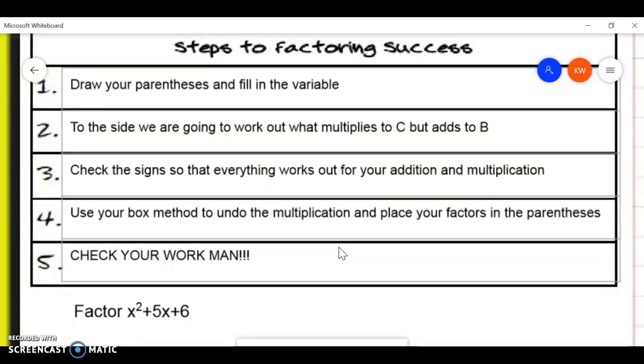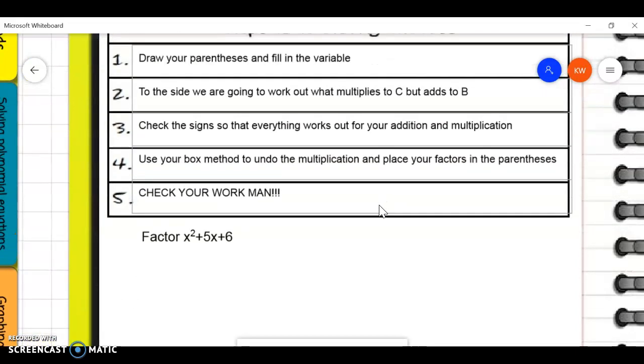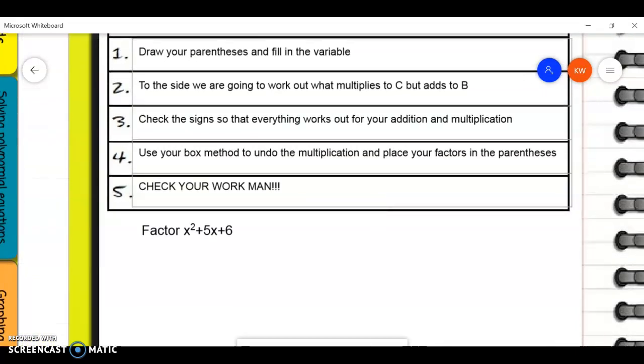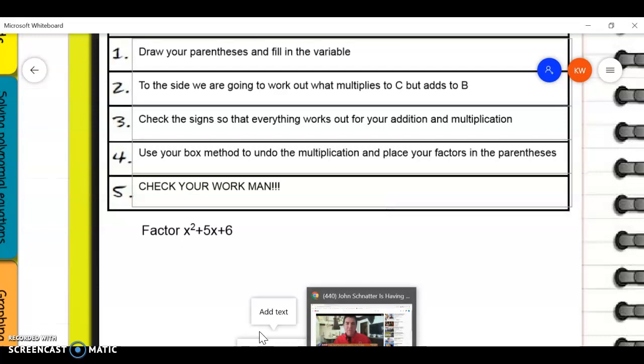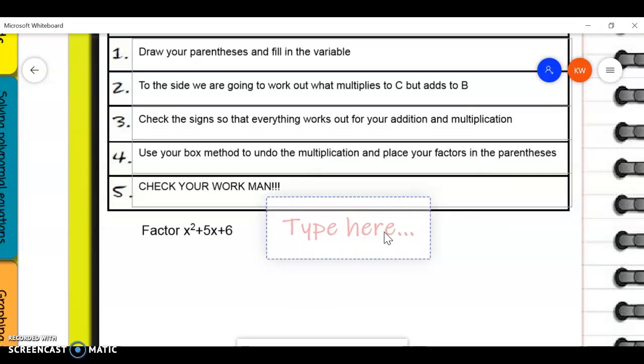So, since we're going to be using the box method to do this, it's going to kind of end up more or less checking our work. So let's take a look at what we got. Here is our expression. We got x squared plus 5x plus 6. So we got 3 terms here. The highest exponent is 2, and the coefficient of the squared term is 1. So if you don't see anything written in front of x squared, that means its coefficient is 1.